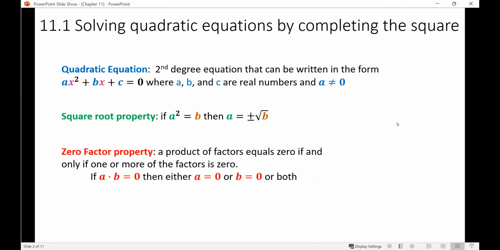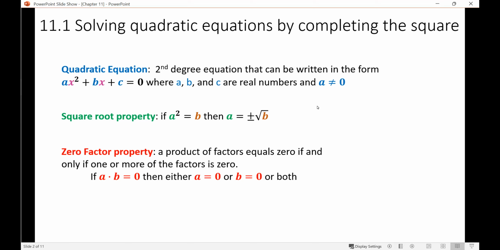There's a multitude of ways to solve quadratic equations. We're going to learn each of them. It's important to know how to do all of them so that you can choose the appropriate method to make it easiest on yourself, depending on the equation that presents you.